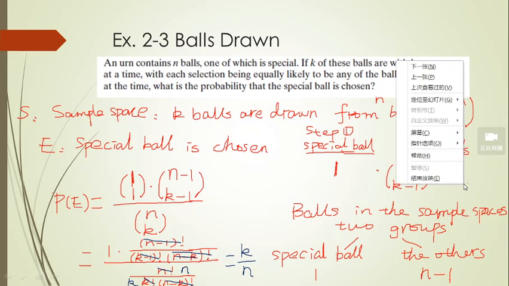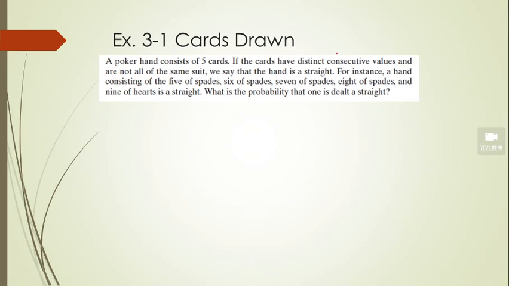All right. Let's move to the cards drawn. So a poker hand consists of 5 cards. If the cards have distinct values, here in total we are talking about the 52 cards.